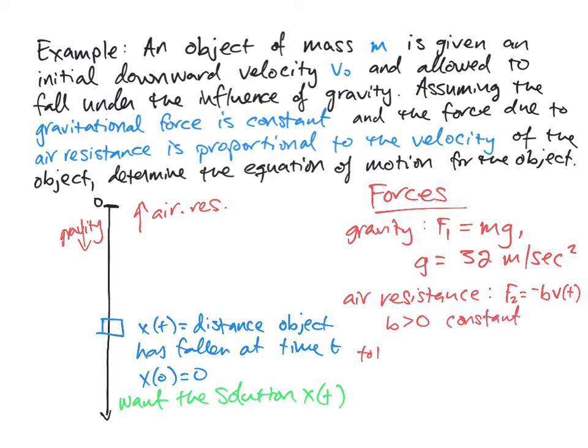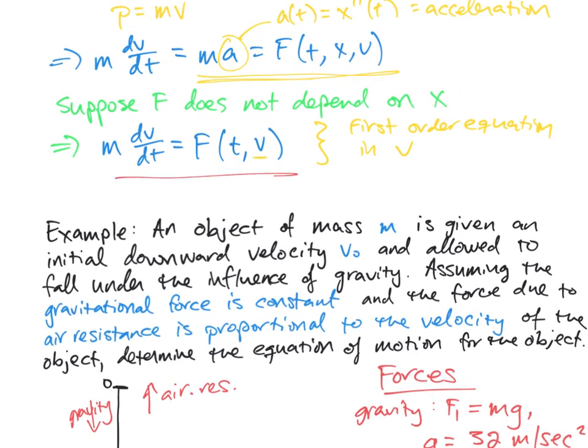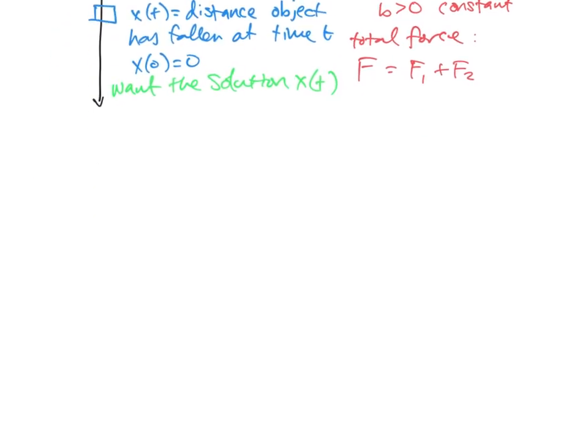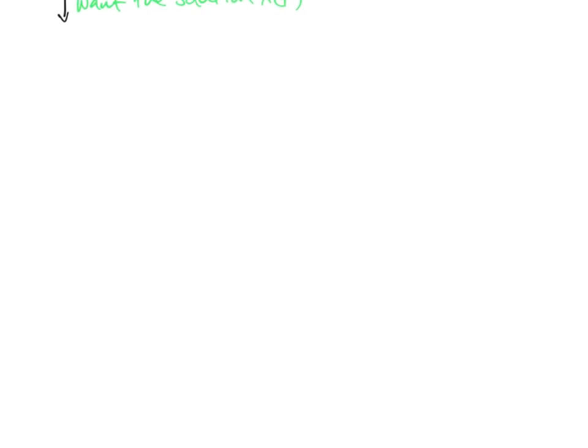And so our total force is the sum of all the other forces, so F1 plus F2. Okay, so now we can put this into the equation that we had up here. So let's make some space. And we'll get that mass times dv dt equals F1 plus F2, so that's mass times gravity, minus our b, our air resistance proportionality constant, times v.